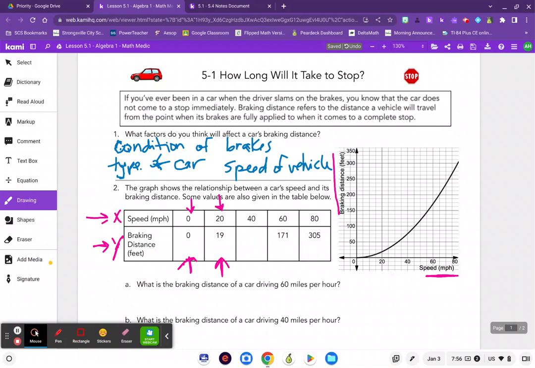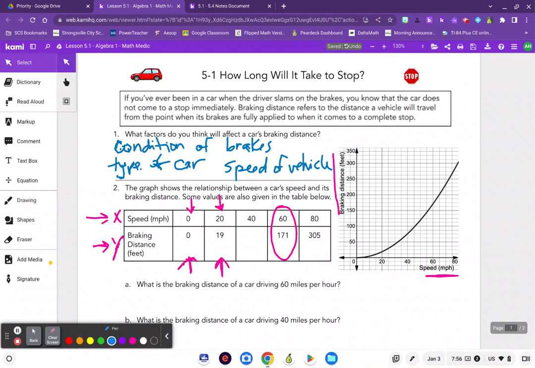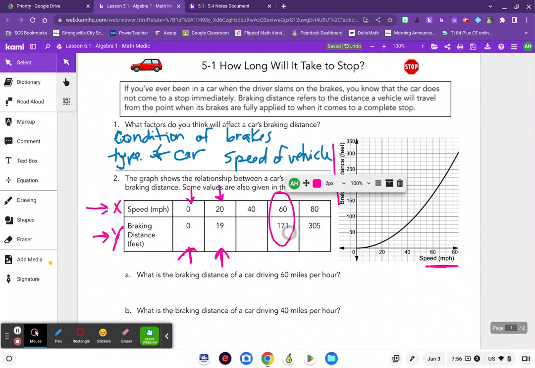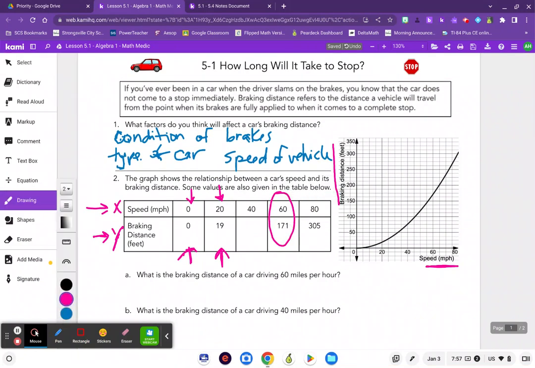Okay, so let's take a look. What is the braking distance of a car driving 60 miles per hour? I can look at the table. I've got 60 miles per hour here, and it looks like I'm going 171. So what is the braking distance? It would be 171, and we'll put a label with that, feet.